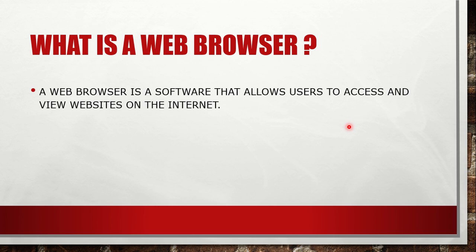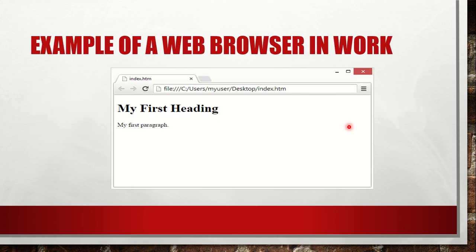So what is a web browser? A web browser is a software that allows users to access and view websites. It's also a software that allows you to view web pages, not necessarily on the internet. For instance, HTML documents are usually displayed on the browser. So to see your results, like we have here, this is our browser. This whole place is our browser.